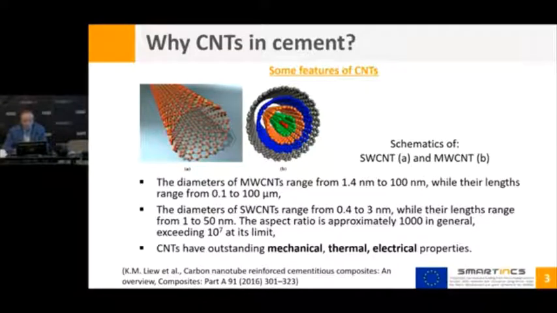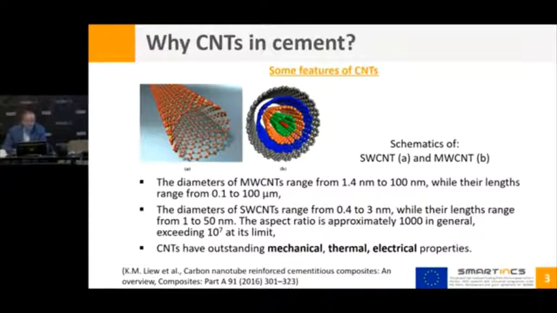carbon nanotubes. And so, as you can see on the slide, the sizes and the diameters of these carbon nanotubes can be very different. The aspect ratio of these carbon nanotubes is approximately 1000 in general, but it can be much higher. Of course, it depends on the synthesis conditions.